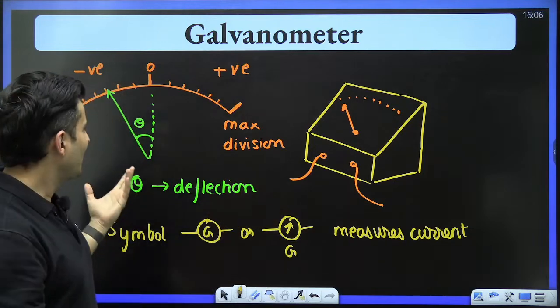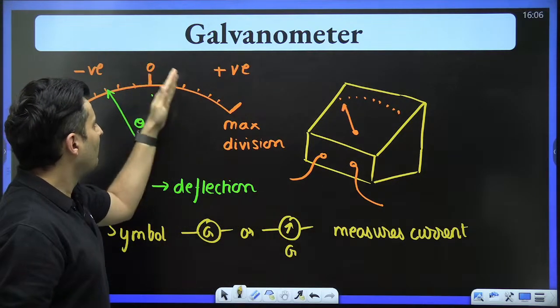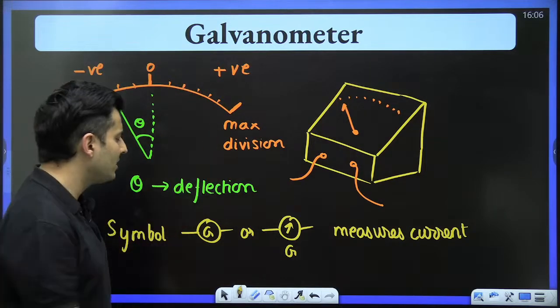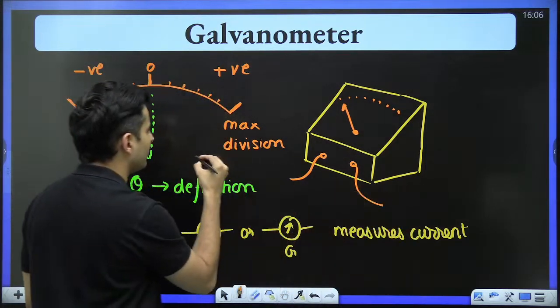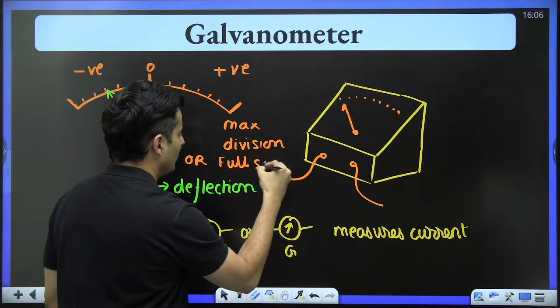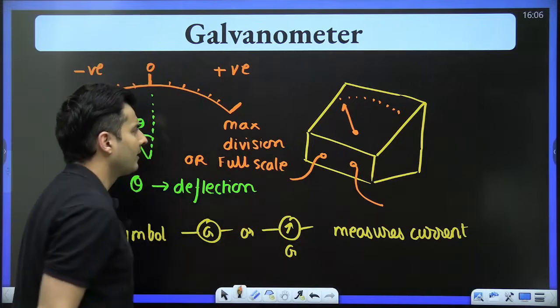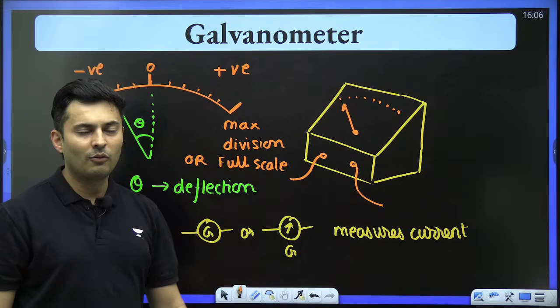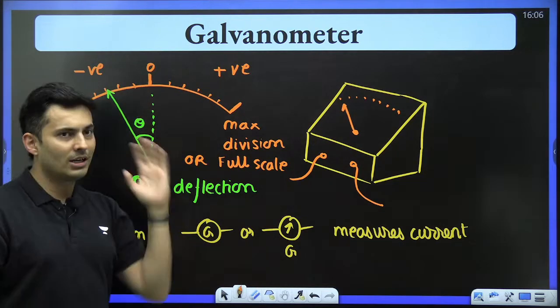Let me know. Okay, you can see that there are demarcations over here. There is always one division, small division. This is your max division. Sometimes it is also called your full scale reading or the full scale measurement. All right, so that is your maximum value that you can measure. There is 0, there is negative, there is positive side.